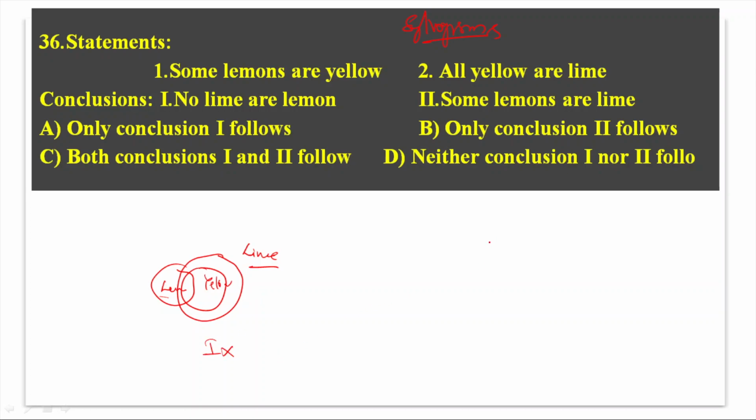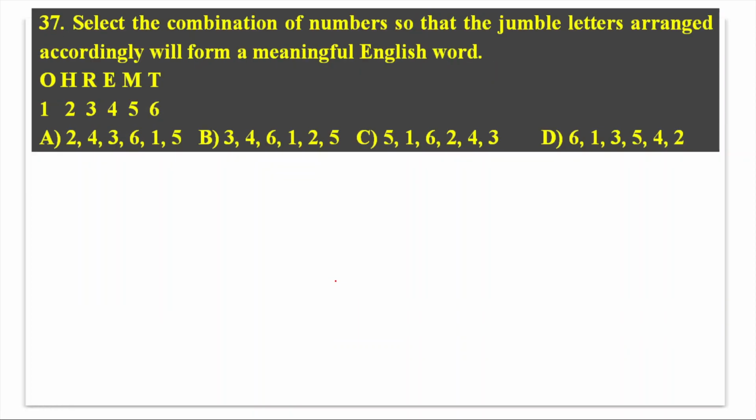Next, some lemons are lime. So lemons are here and limes are here. So there is a some relation. So only conclusion two will follow here. Only conclusion two will follow here. Let us go for next question here. And here is the next question.